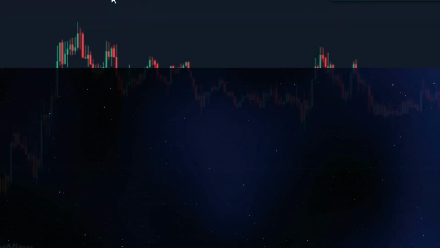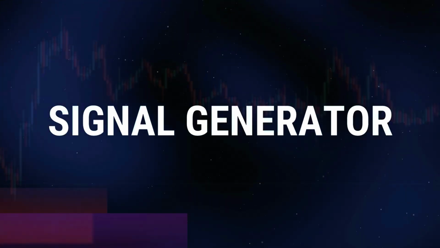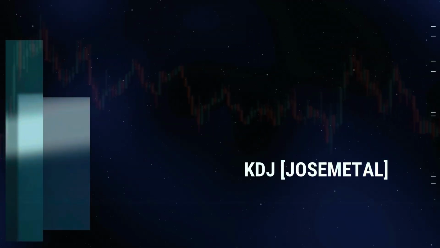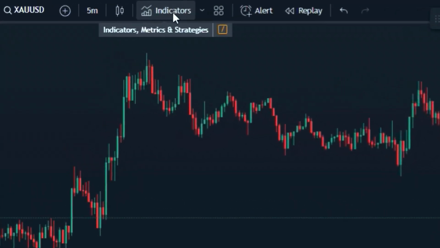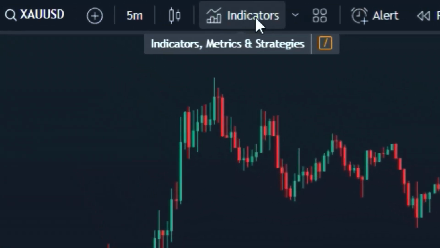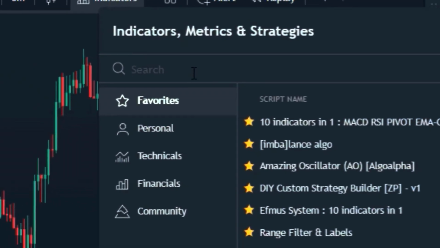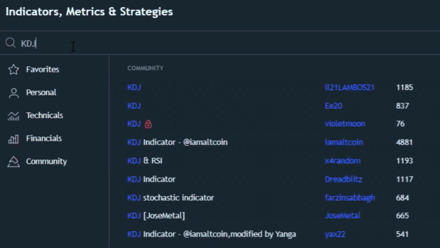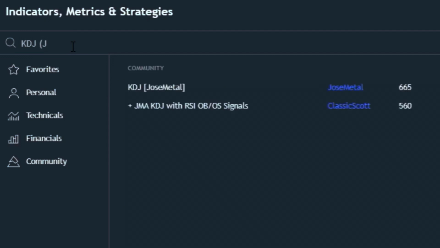Alright, let's kick things off by adding our first indicator to the chart. We're going to start with the KDJ Jose Metal indicator. Don't worry if you haven't heard of it before. It's a handy tool that will help us out. First, look for the indicators button on your TradingView platform. It should be near the top of the screen. Once you find it, give it a click and a new window should pop up. Now, in the search bar, type in KDJ Jose Metal. The indicator should appear in the results. Go ahead and click on it to add it to your chart.